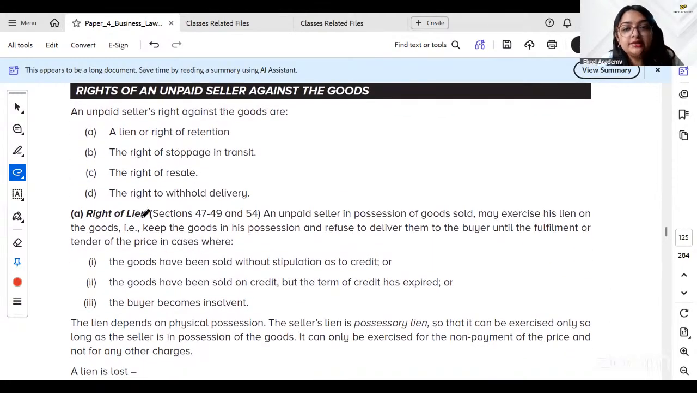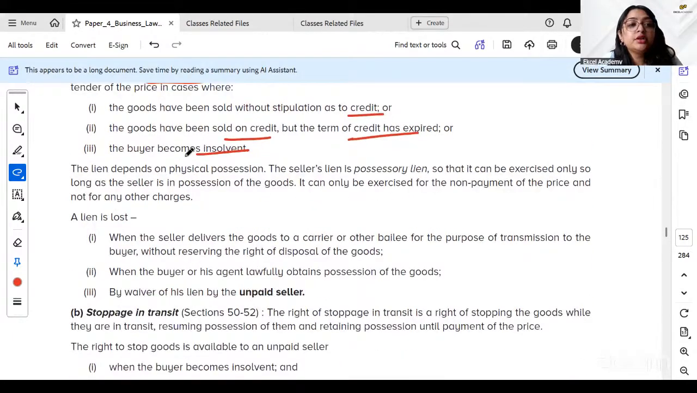Okay, right of lien, that is the right to keep the goods, that is, retain the goods. Okay, that is, refuse the delivery to the buyer until the fulfillment of the tender. Okay, so goods have been sold without stipulation as to credit. Okay, you have sold it on credit, but the term of credit has expired and the buyer becomes insolvent. Very, very important to understand that lien depends on your physical possession. Okay, that is, your seller should have the physical possession of the goods, only then the lien is done.